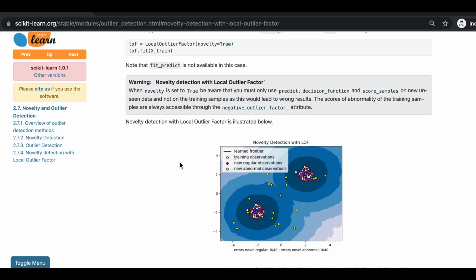And we would be able to predict for incoming new observations whether they're inliers, that is regular observations, or outliers or anomalies, that is abnormal observations, as you can see here represented with the yellow. So this would be novelty detection with local outlier factor.